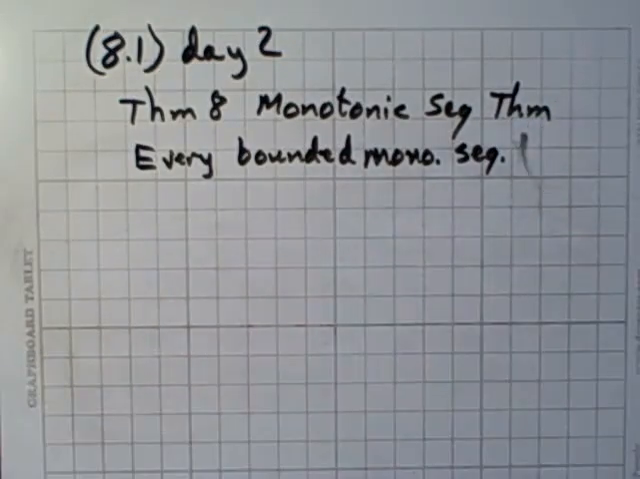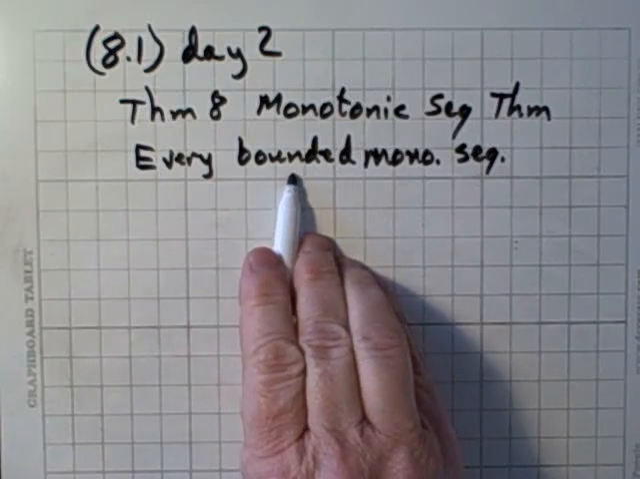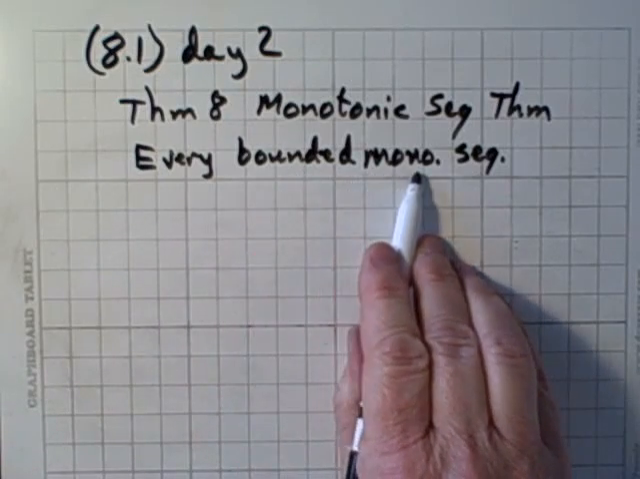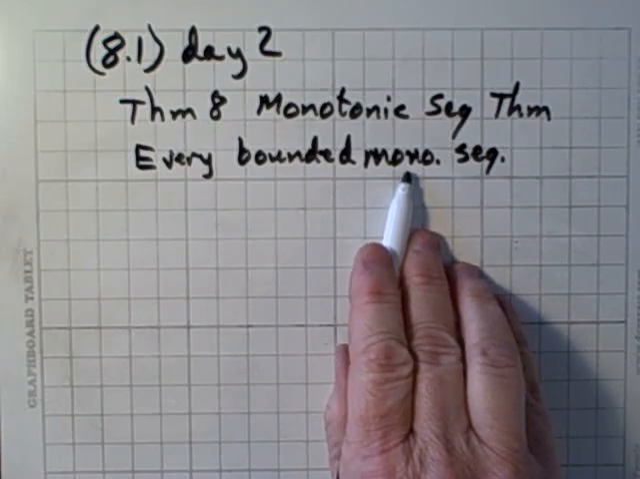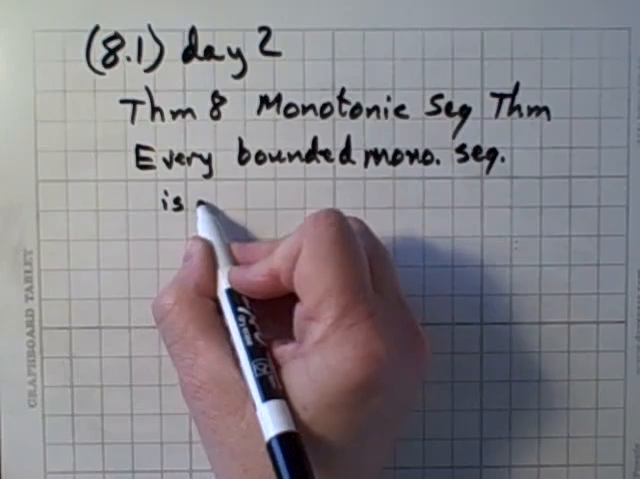So every sequence that has a bound, an upper bound or a lower bound, that doesn't get bigger than a certain value or drop below a certain value, and is monotonic, strictly increasing or decreasing, we know it is convergent.